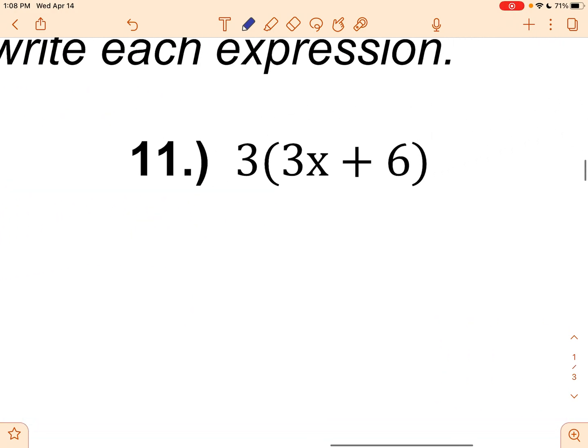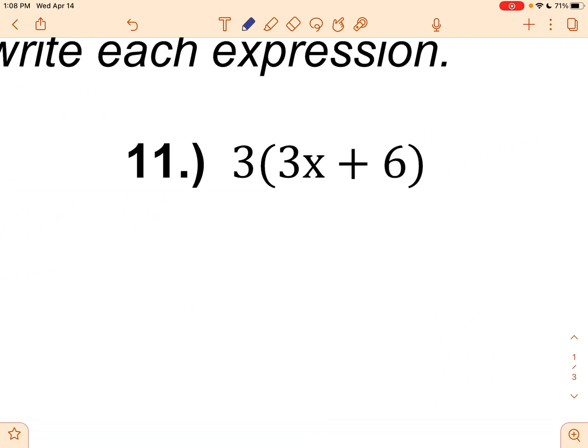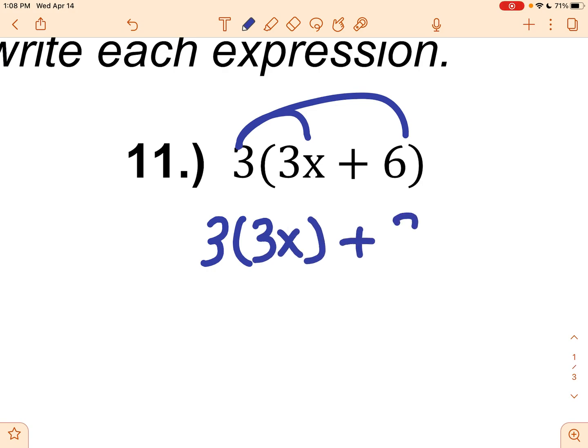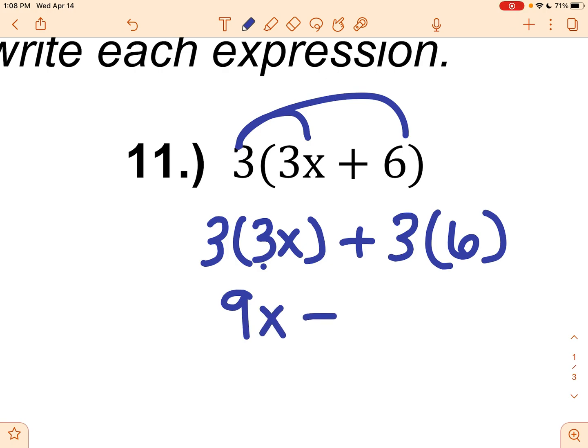Moving on to number 11. 3 times 3x plus 6. Again, you're distributing that 3 to both the 3x and to the 6. So 3 times 3x plus 3 times 6. 3 times 3x is 9x plus 3 times 6 is 18.